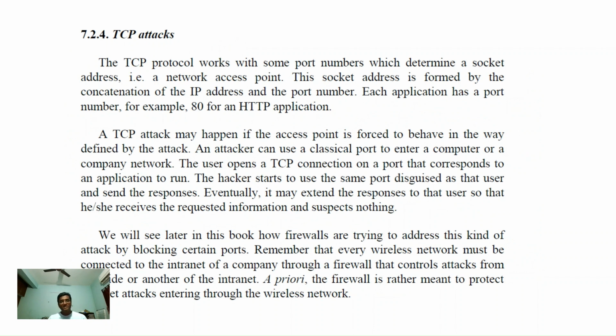This TCP attack will happen if the access point is forced to behave in a certain way. The attacker will use a classical port to enter the computer. Once the user opens a TCP connection, the hacker starts to use the same port, disguised as the user, and sends a response. This is a kind of TCP attack.